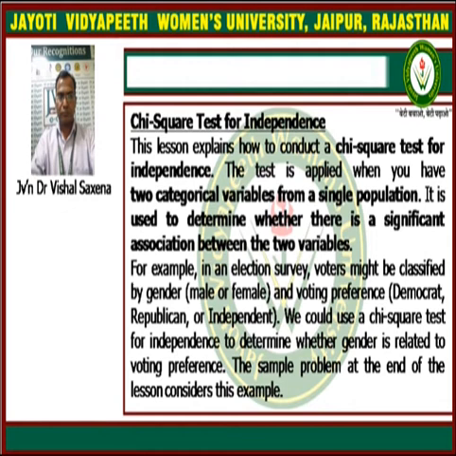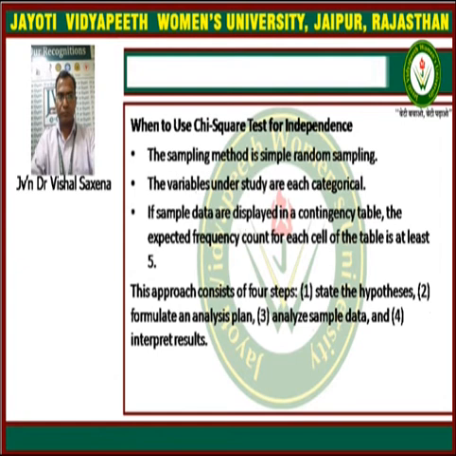So we can test whether there is an association between these two variables. The chi-square test for independence is to determine whether gender is related to voting preference or not. So voting preference can be taken as one variable, and gender can be taken as the other. The sample problem can be taken at the end.